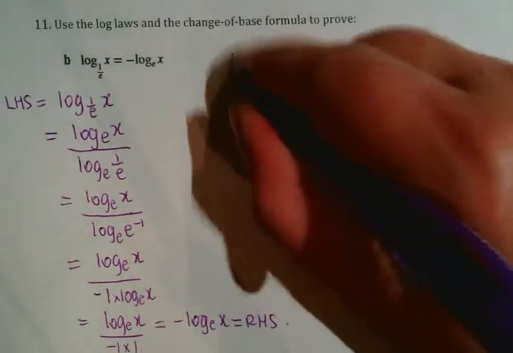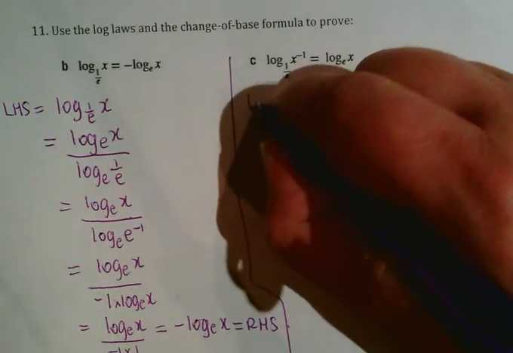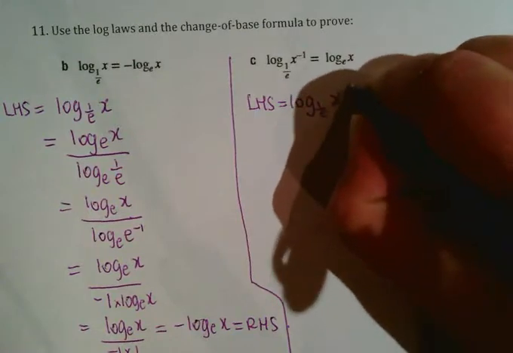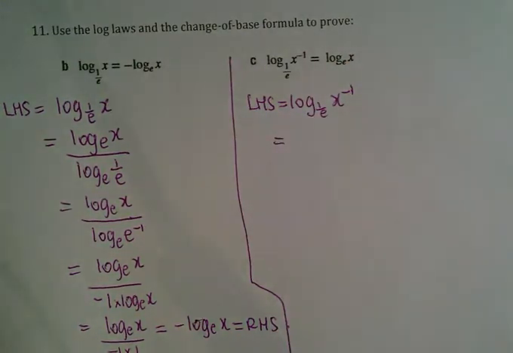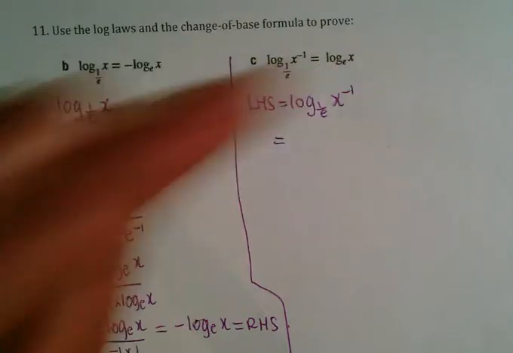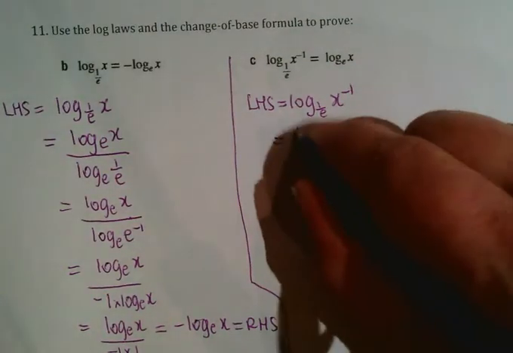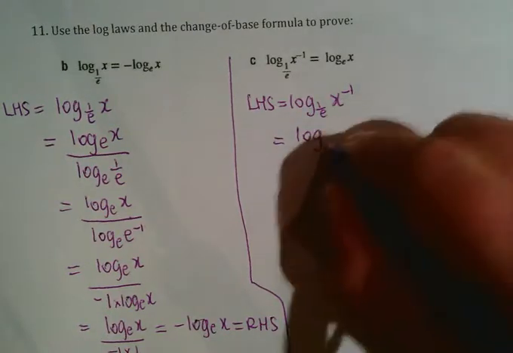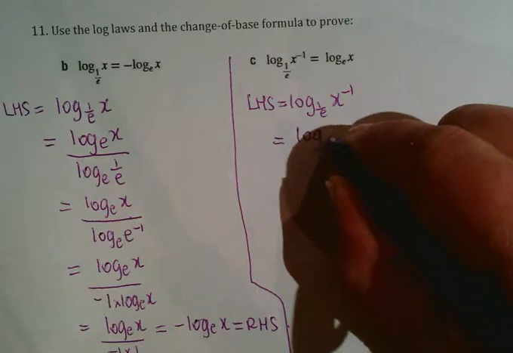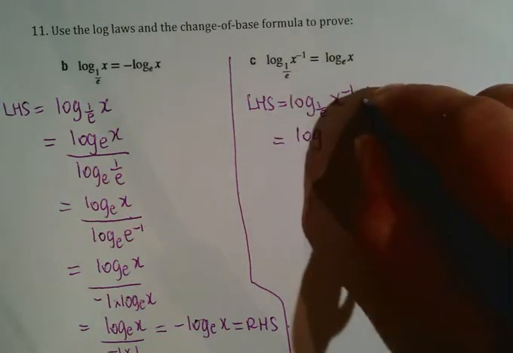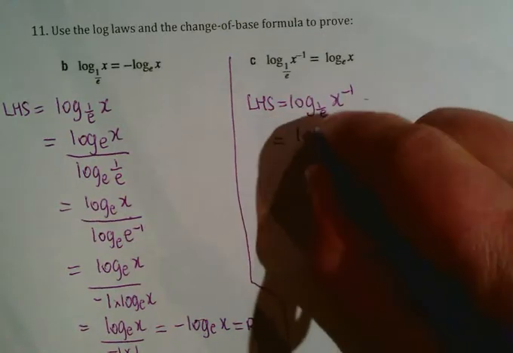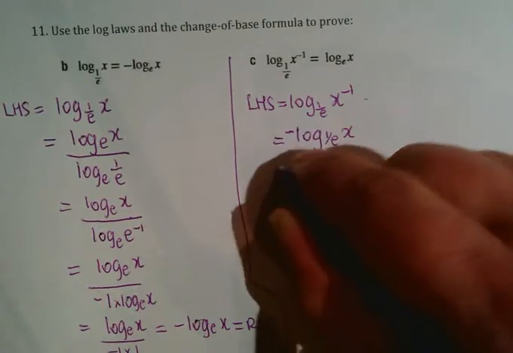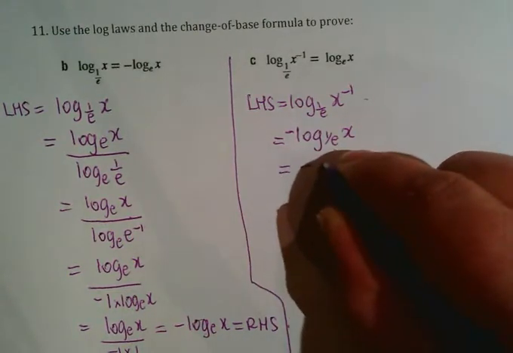And looking at the next example, C, starting with our left-hand side, is log to the base 1 on e of x to the power of negative 1. Look at what you're heading for, which is a log to the base e. We'll just take the negative 1 to the front. So that's negative 1 times log to the base 1 on e of x. And just keeping that negative there and then doing the change of base.